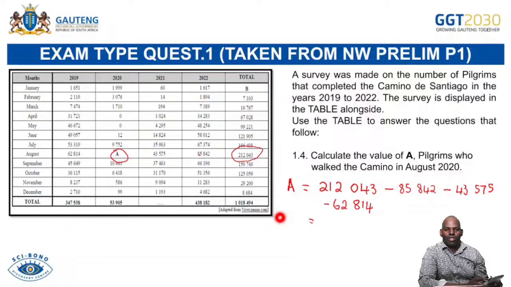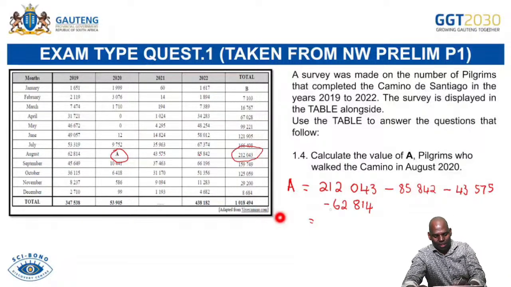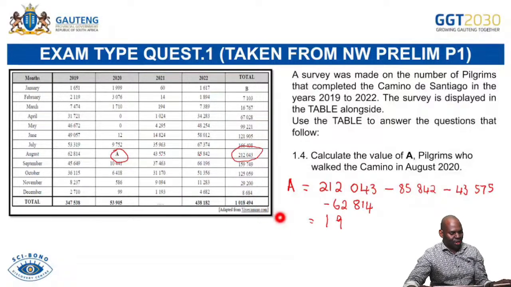So if I take my calculator, which is what you must also do, remember, it's very important that whenever we do this type of calculation, you are always using your calculator, making sure that your calculator is giving you the correct answer. So for this one, if I take 212,043, minus 85,842, minus 43,575, minus 62,814. My answer is 19,812.